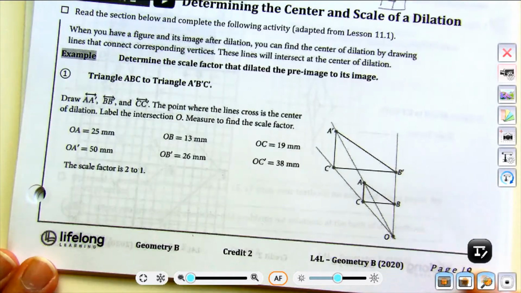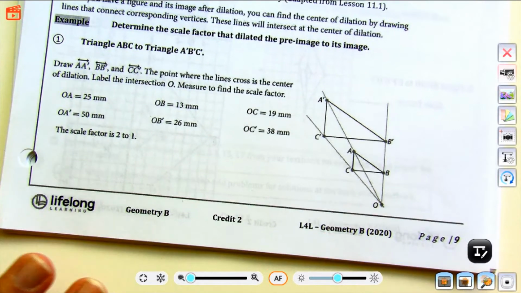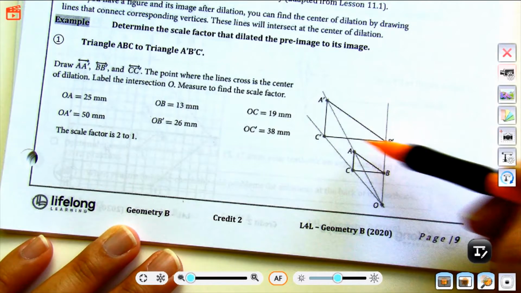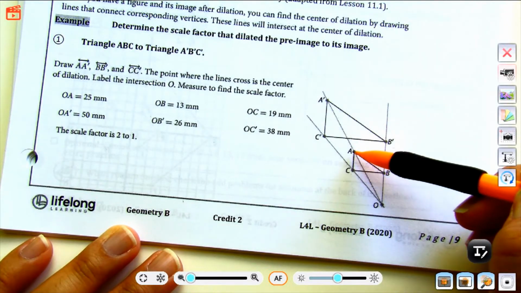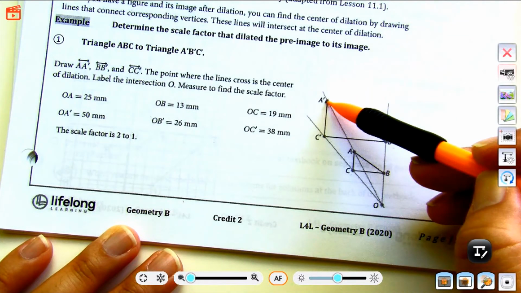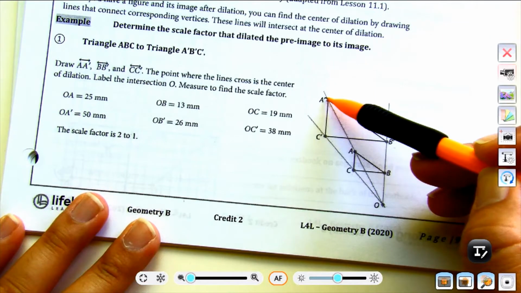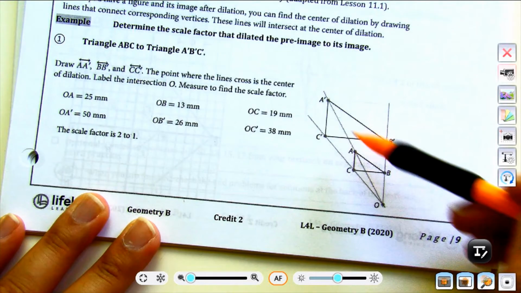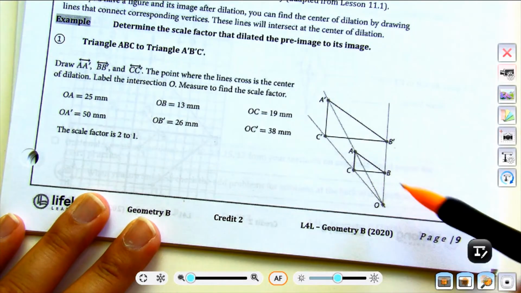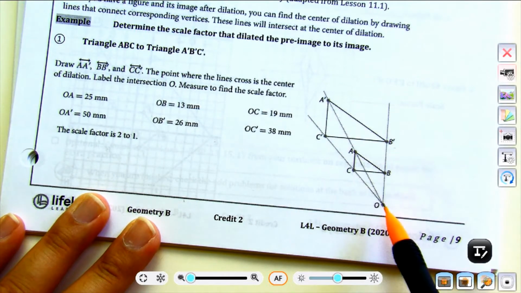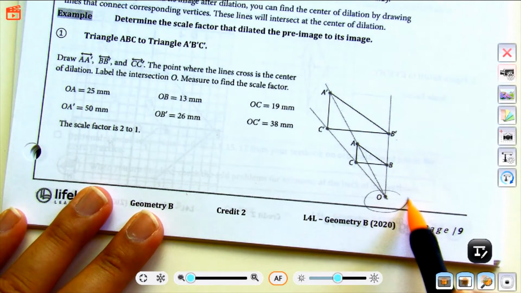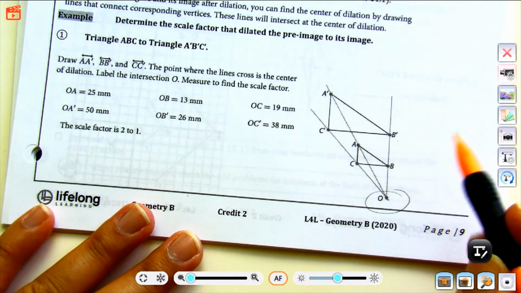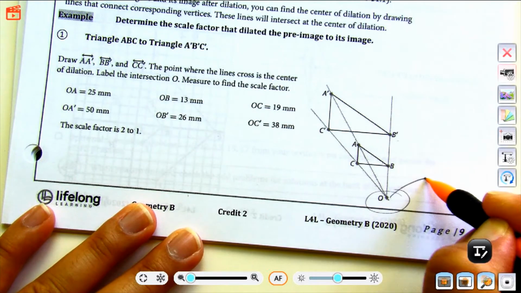Let's start with A. So let's say this is our pre-image, A, B, C, and this is our image, A prime, B prime, C prime. Notice you have point A here and point A prime here. And if you connect these two points and you draw a straight line all the way across, we have this line, and if we do the same thing for C and B, we notice something here, that all of those lines intersect here. This is called the center of dilation.